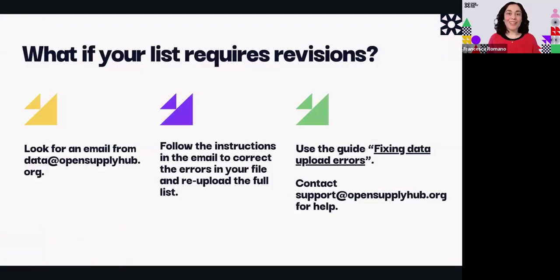So what if your list requires revisions? First of all, look for an email from our data team in your inbox because we would have sent you some instructions. Follow the instructions in the email to correct your file and then re-upload it. And we also have a useful guide, which is called Fixing Data Upload Errors, which is linked in the chat, which has a lot of guidance and tips for how to fix them. If you need additional help, you can always contact support. Our support team can also help and guide you through.